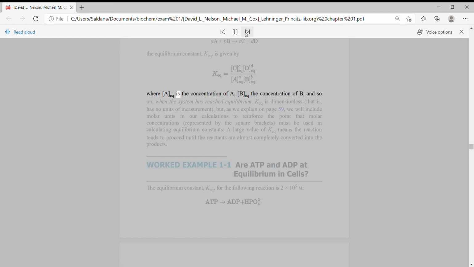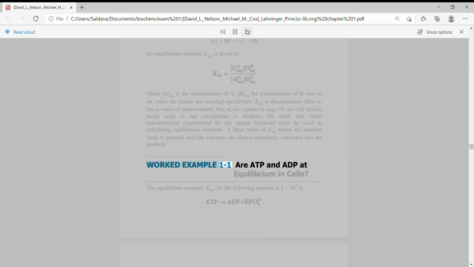where [A]eq is the concentration of A, [B]eq the concentration of B, and so on, when the system has reached equilibrium. Keq is dimensionless, that is, has no units of measurement, but as we explain on page 59, we will include molar units in our calculations to reinforce the point that molar concentrations, represented by the square brackets, must be used in calculating equilibrium constants. A large value of Keq means the reaction tends to proceed until the reactants are almost completely converted into the products.